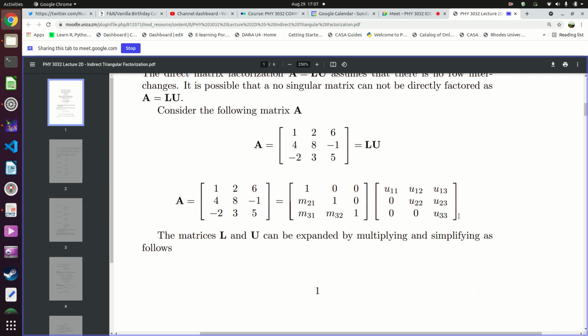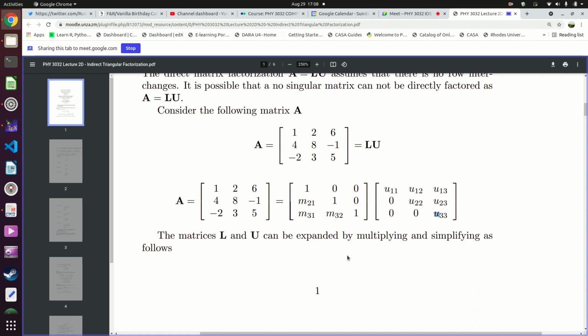For us to successfully do this, we have to make sure that all these, U11, U22, U33, are not equal to 0. If it's found out that one of these is equal to 0, then the whole process fails.